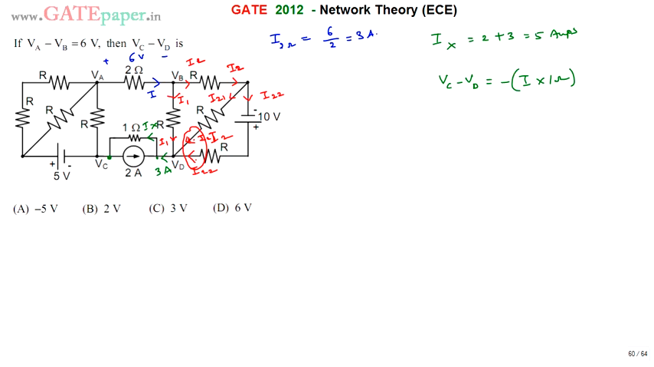Since the assumed current is in the opposite direction of the actual current, it means minus of I, that is 5 into 1 ohm, which is nothing but minus 5 volts. So Vc minus Vd is equal to minus 5 volts. The right answer for this question is minus 5 volts. Thank you.